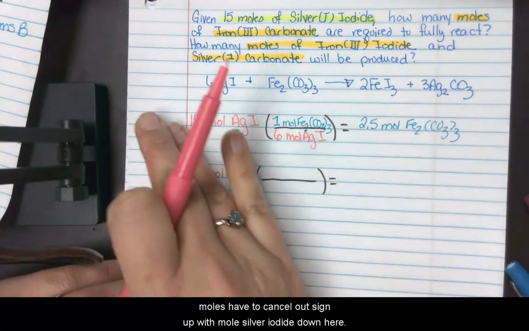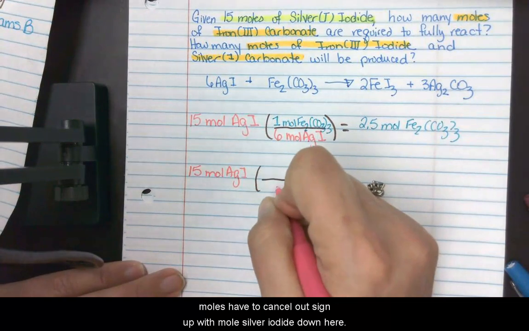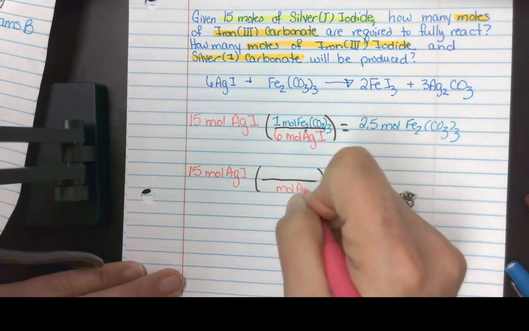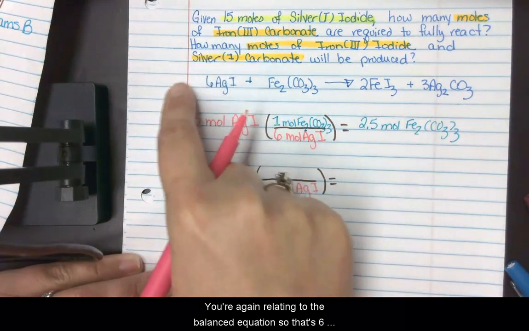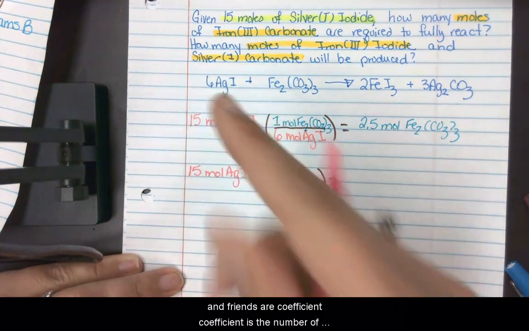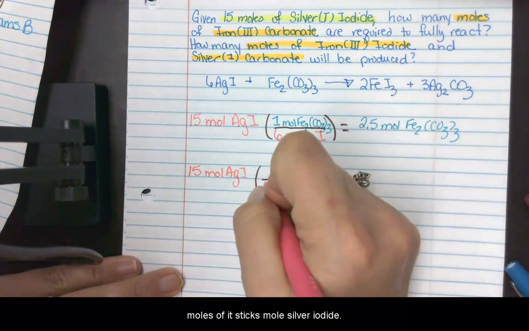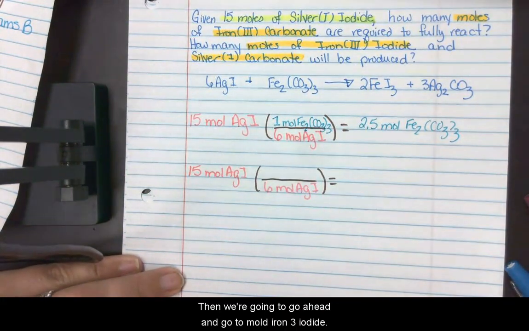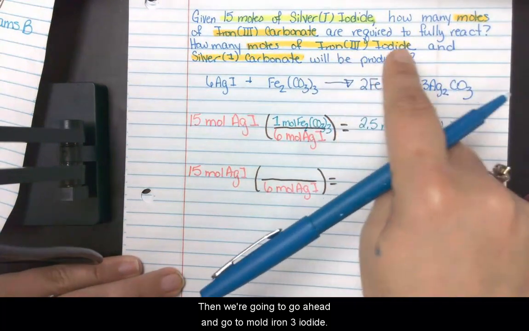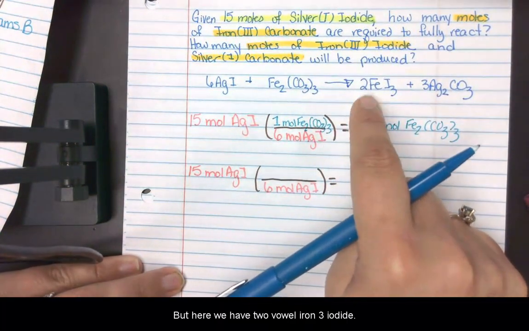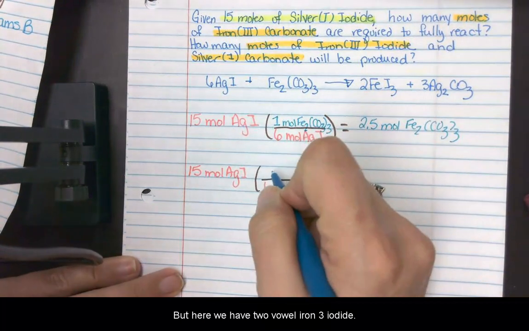Remember, the moles have to cancel out, so I end up with mole silver iodide down here. You're again relating to the balanced equation, so that's 6 in front, our coefficient. That coefficient is the number of moles, so I put 6 mole silver iodide. Then we're going to go ahead and go to moles iron 3 iodide. Look here, we have 2 mole iron 3 iodide.